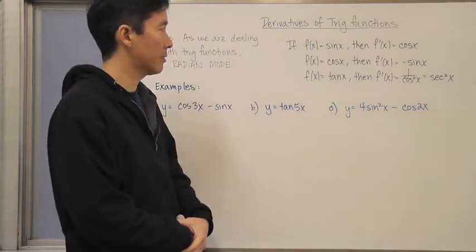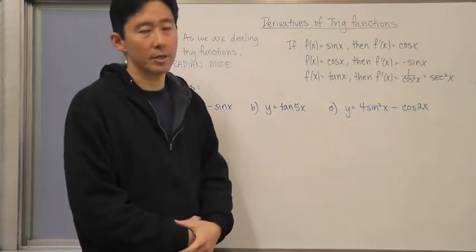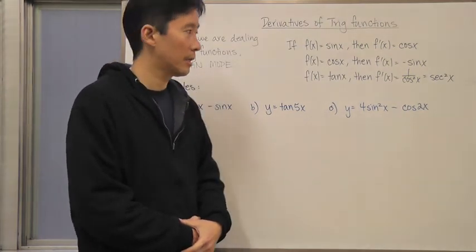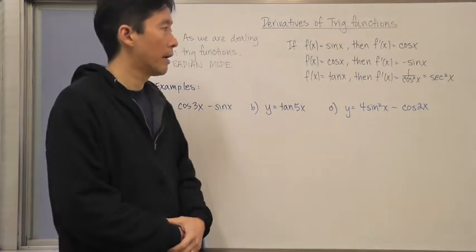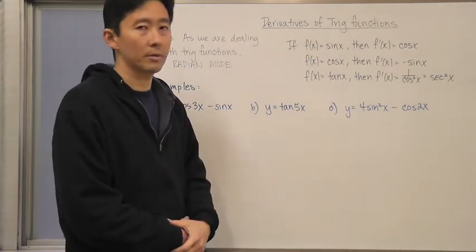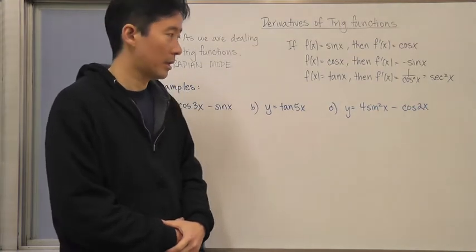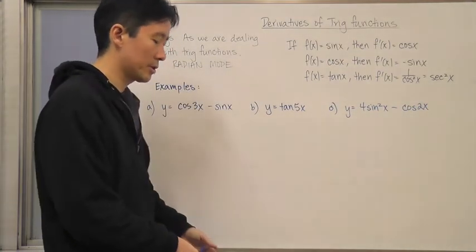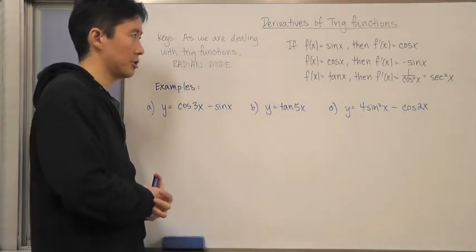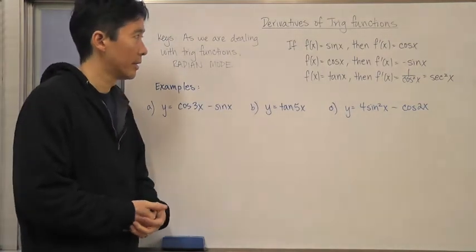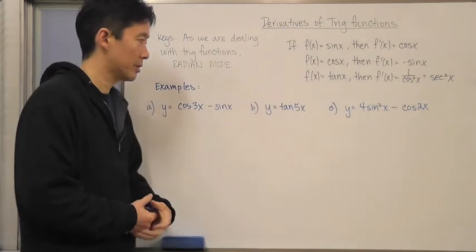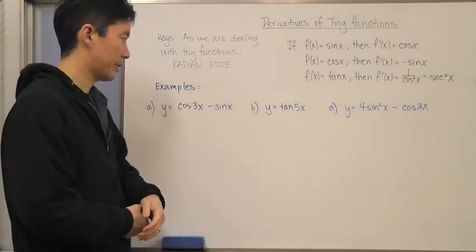Okay, now of course what we're going to come across are situations where you're going to have a composite of the trig functions and another function, or you could also have the product or the quotient of the trig functions with other functions as well. So let's just jump straight into some examples here as to how we go ahead and apply the derivative of these trig functions to find derivatives of particular functions.